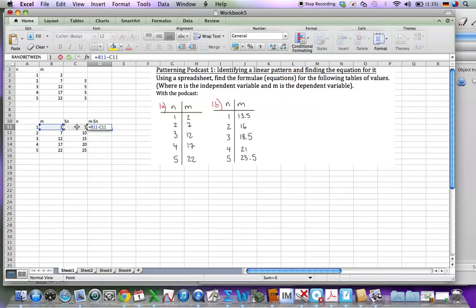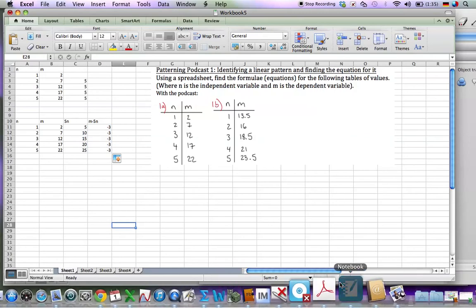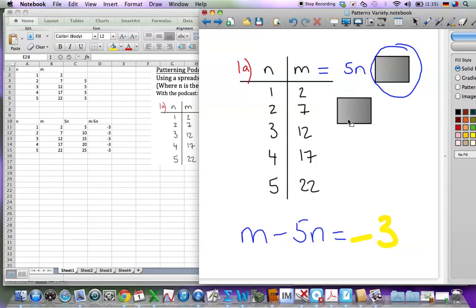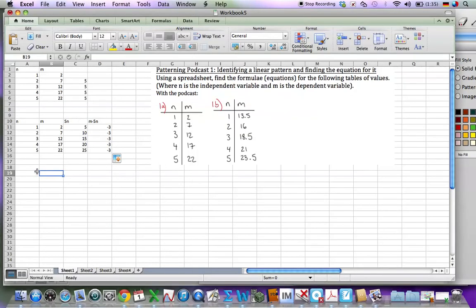And I'm going to get the spreadsheet to do it for me, so I'm going to do equals m minus 5n and press enter. And in every case, I get minus 3, which means the thing that is in here is actually, if I take the pen, minus 3 in yellow. Okay, so the function is made up of 5n minus 3. And we can just put it to the test.